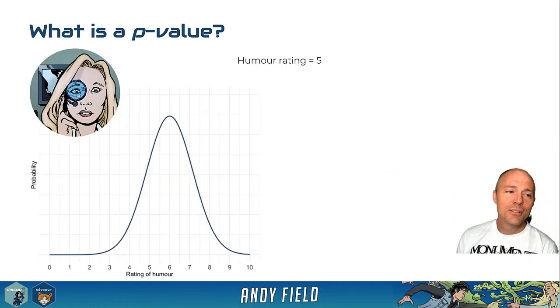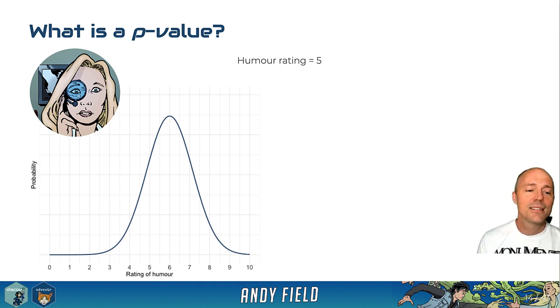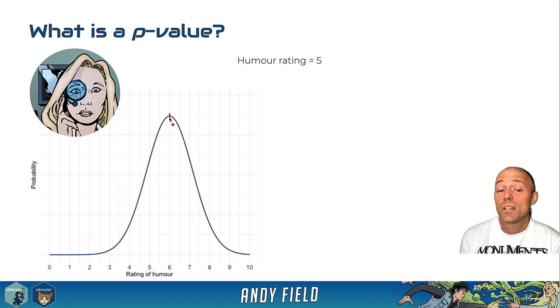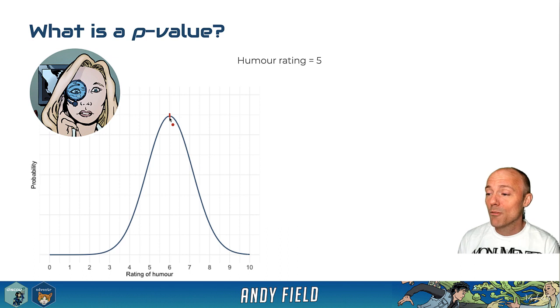So let's imagine one scenario where this is the distribution of Alice's ratings of people's funniness when she doesn't want to date them. So this is her distribution of humour ratings under the null. Now in this scenario, you can see that on average her rating's around 6. So when she doesn't want to date people, on average she'll give a rating of about 6 for humour, sort of midway along the scale.